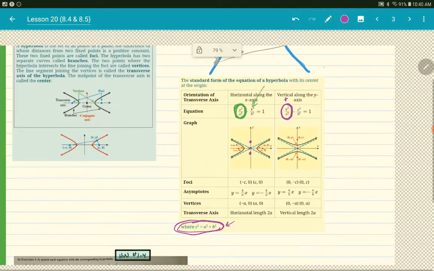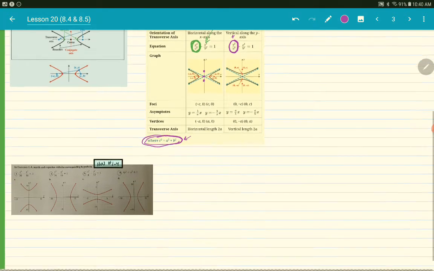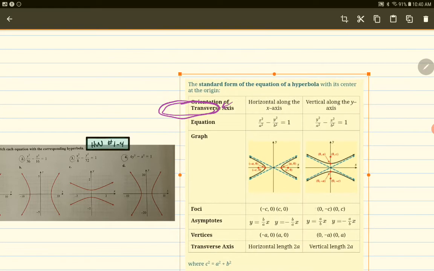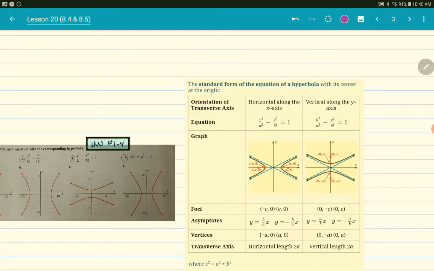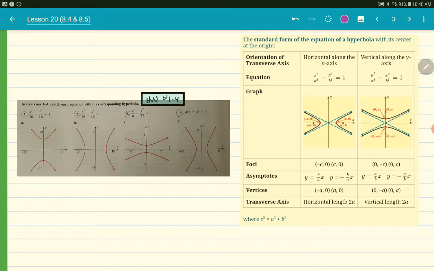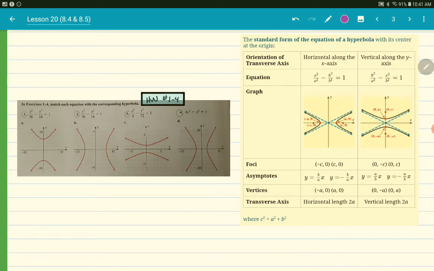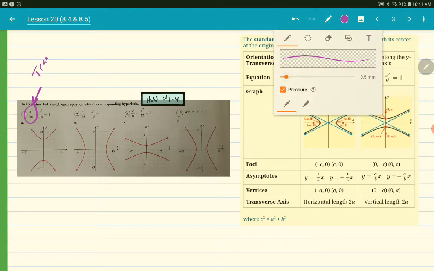All right, so let's get to 1 through 4 from your homework. I'm actually going to pull this box down so we can use this as reference. So remember, our key term here is that our first term, the positive one, dictates the direction. So for number 1, our first term is the x term. I'm going to get a smaller pen so I can fit more information here.